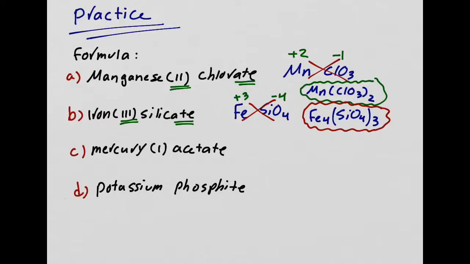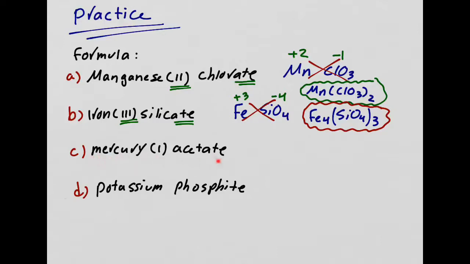Hard questions, but hard is good. Again, I'm cross multiplying the charges to balance the charges out. And I put a parenthesis here because that means I need 3 SiO4. There's a number 2 or more, so I need a parenthesis.